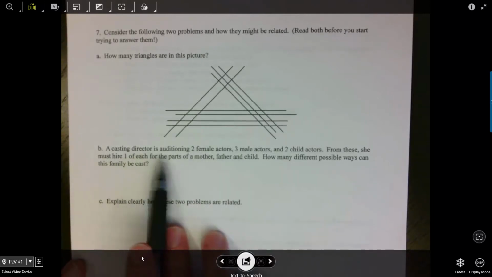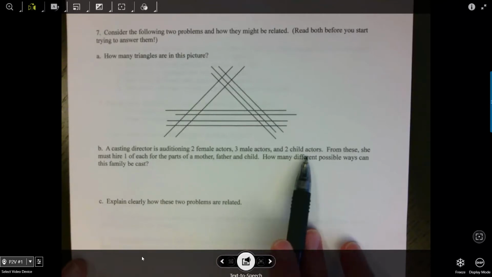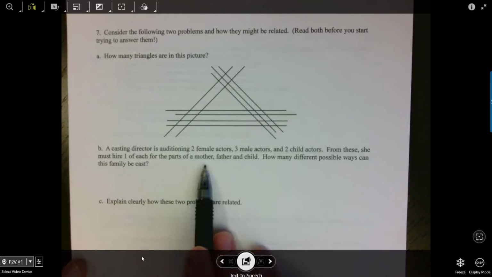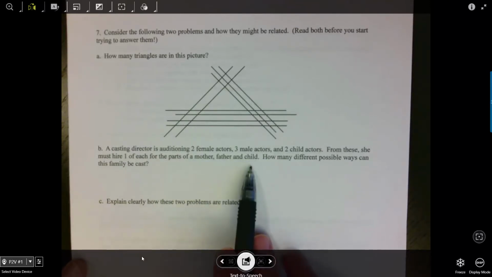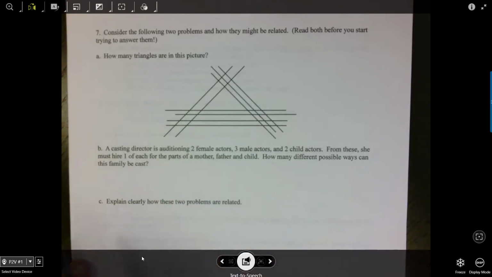A casting director is auditioning 2 female actors and 3 male actors and 2 child actors. From these, she must hire one of each for the parts of a mother, a father, and a child. It's a very traditional problem. We're assuming that the part of the mother is going to be played by a female actor, and the part of the father is going to be played by a male actor, and the part of a child is going to be played by a child actor. So the question is, how many different possible ways can this family be cast?